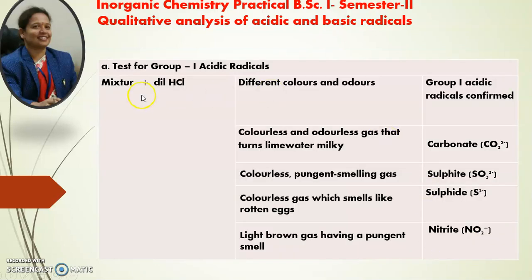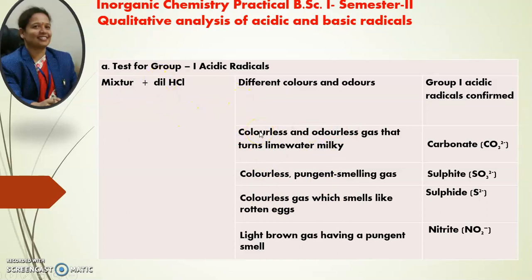Then I have told you about the identification of acidic radical first of all. Whenever we add dilute HCl to the mixture of acidic radical, if we get some evolution of gas, then definitely a first group radical is present.